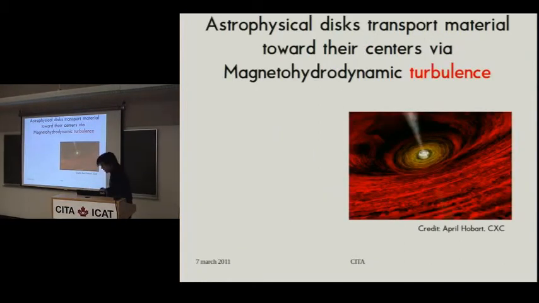So, just as a way of introduction, we know that astrophysical disks transport material towards their center. These are accretion disks. We're interested in the accretion mechanism, which, because the viscosity of the disk, the molecular viscosity of the fluid, is extraordinarily small compared with the length scales of interest, turbulence has to be considered in terms of getting astrophysically relevant amounts of angular momentum transport.